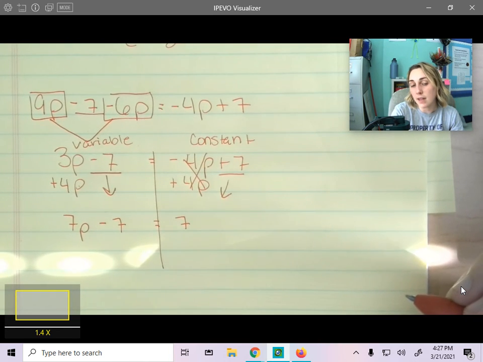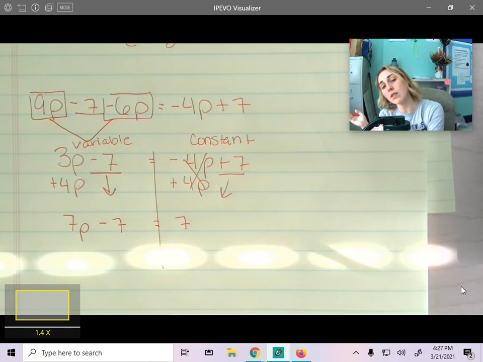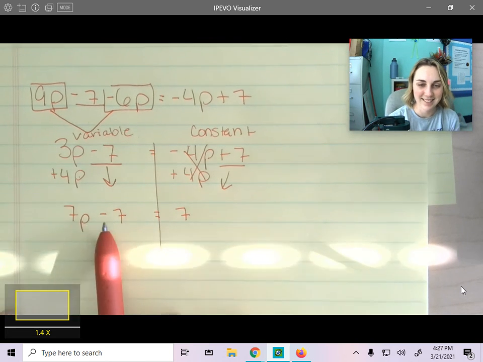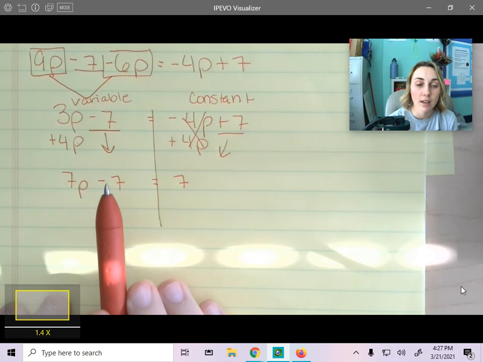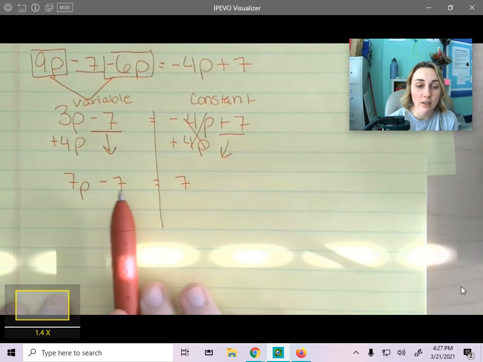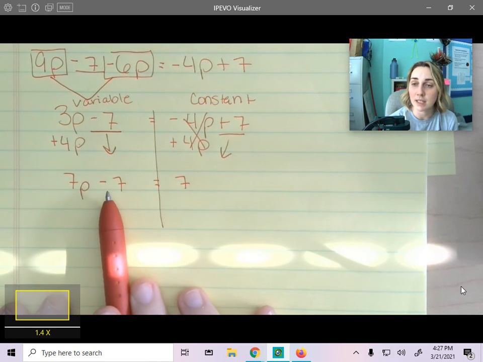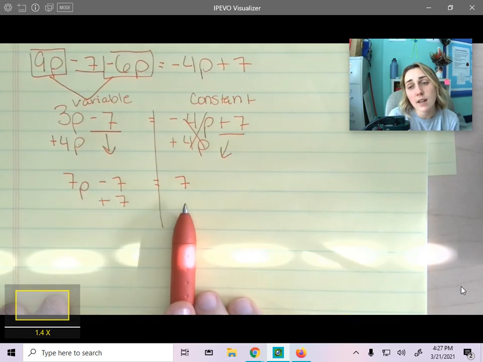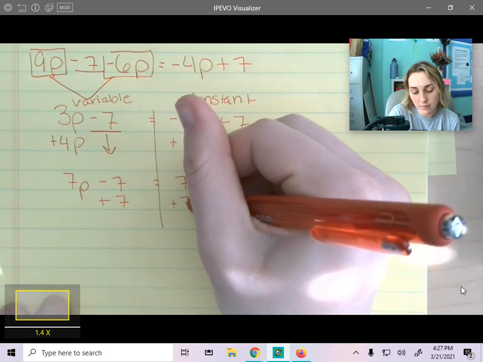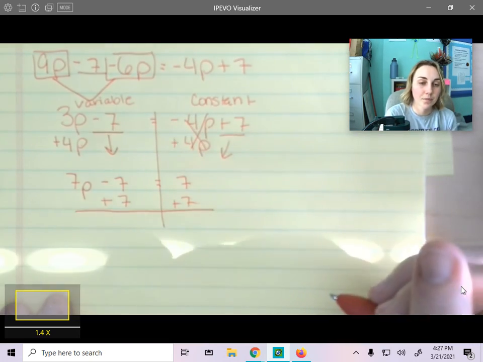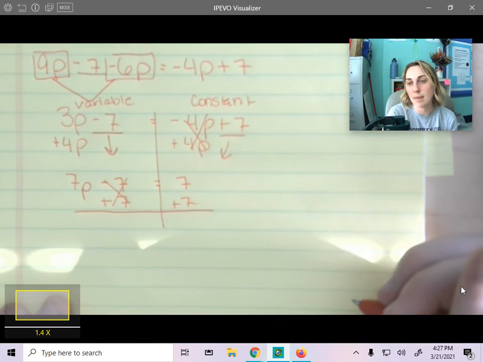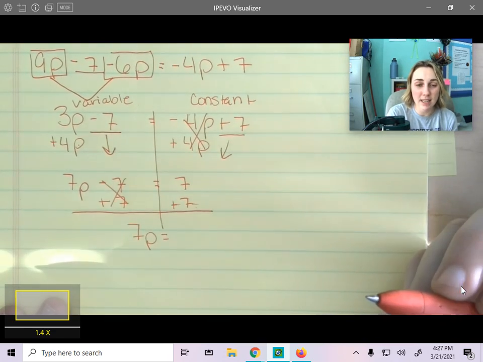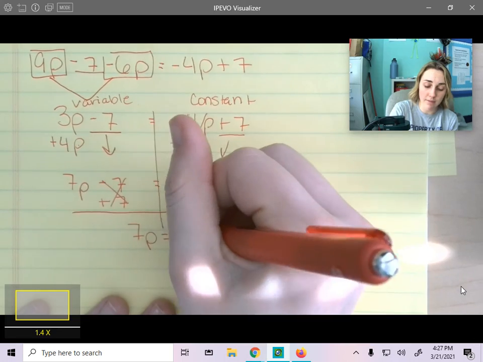Okay, now I need to move my constant to the other side, and it does the opposite. I need to move my constant to the other side. Anyway, I need to get this moved over here. So this is a negative 7, so I need to do the opposite of a negative 7, which is a positive 7. If I do it on one side, I have to do it on the other side as well. These cancel out, they're opposites, but I can bring down this 7p. And then 7 plus 7, well, that's going to give me 14.